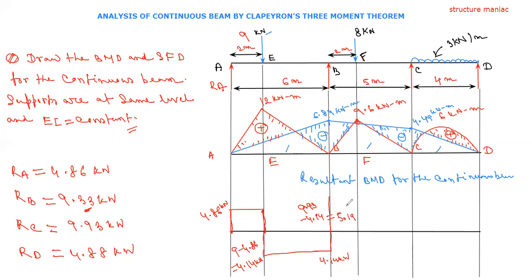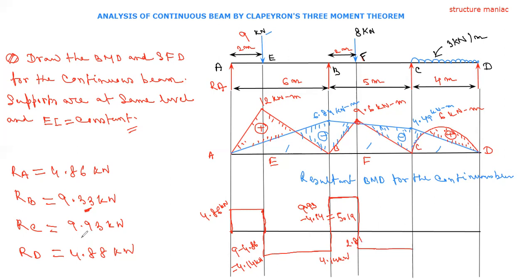Now in between B and F there is no load acting, so it is a straight line. At point F we have an 8 kilonewton downward load. So we have 5.19 positive and 8 kilonewton negative, so it goes down, and the value here will be 8 minus 5.19, which gives you 2.81. Now in between F and C there is no load acting, so it is a straight line.